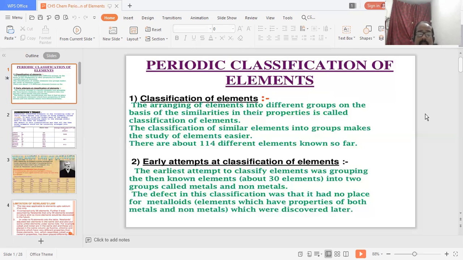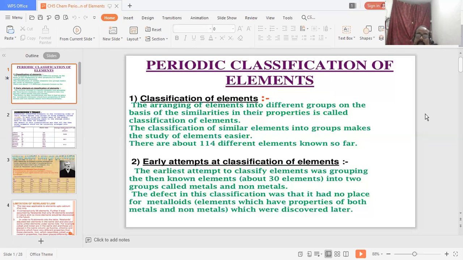And the second point, earlier attempts at classification of elements. The earliest attempt to classify elements was grouping the then known elements, about 30 elements, into two groups called metal and non-metal. And the defect in this classification was that it had no place for metalloids. So first I explain metal and non-metal. In the total periodic table, 118 elements are classified into two groups, metal and non-metal, but actually besides metals and non-metals, there are some metalloids also.